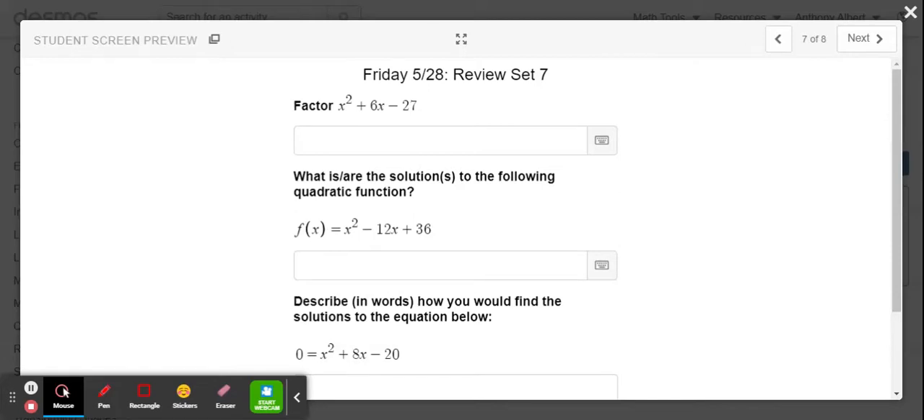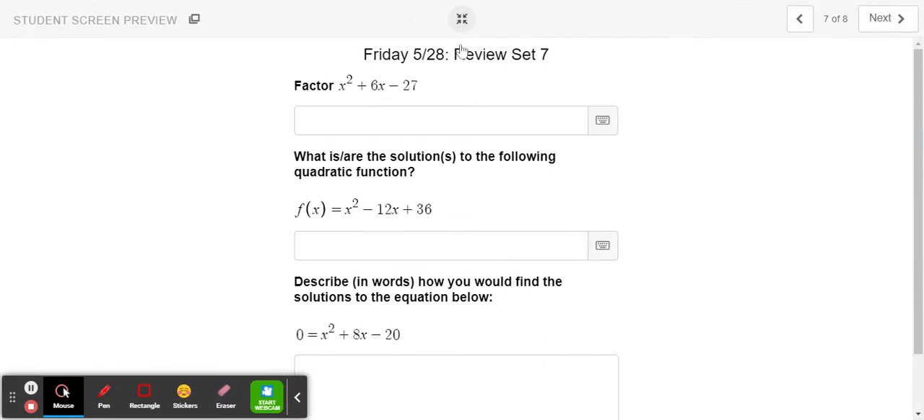Hello, everyone. We are going to go over the last two review sets from the first section of the study guide today. So let's go ahead and start right away. Problem number one, the first problem on this section, says to factor x squared plus 6x minus 27.